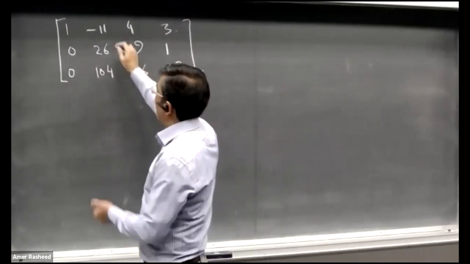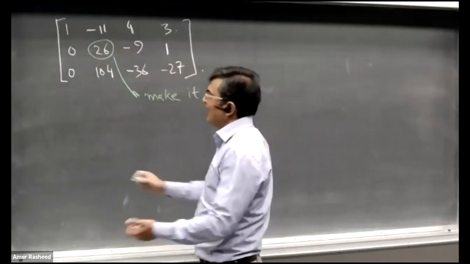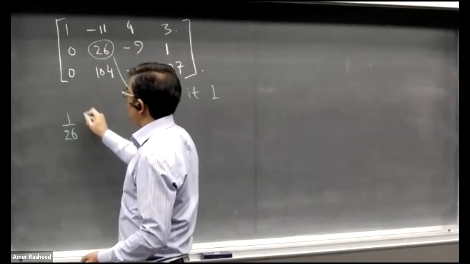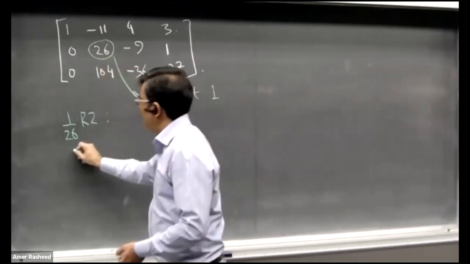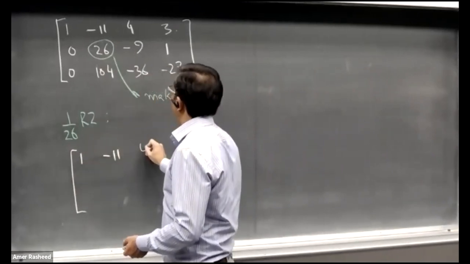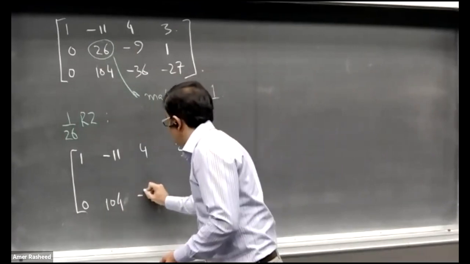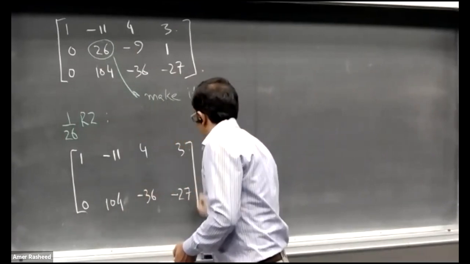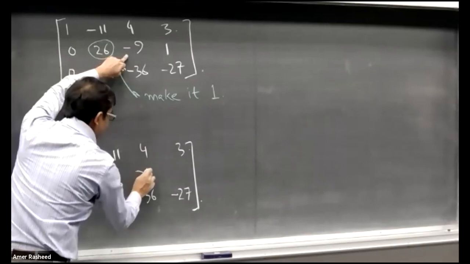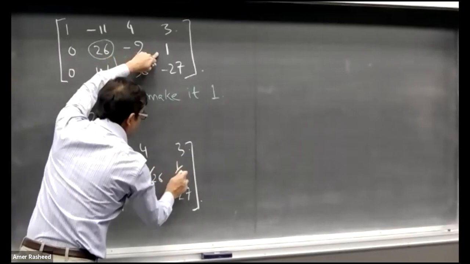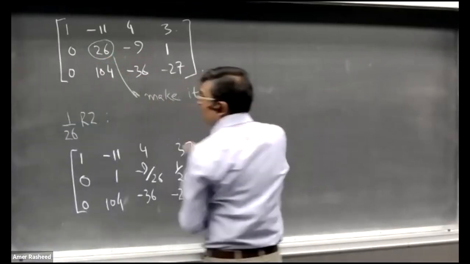Now we are going to make this one 1. Make it 1. Okay. How will we make it? I'm going to multiply row 2 by 1/26, sorry, divide by 26. Now apply this operation here, the matrix would become: only row 2 will be changed, row 3 and row 1 will remain the same. Now 0 by 26 is 0, so we get 0 here, we get 1 here, -9 by 26 and 1 by 26. We get this. Okay. Now, this was step 3.